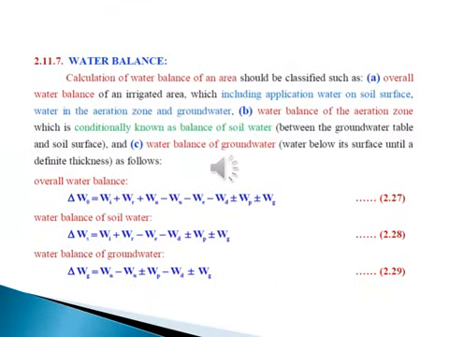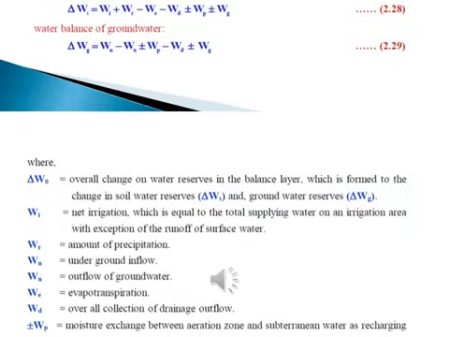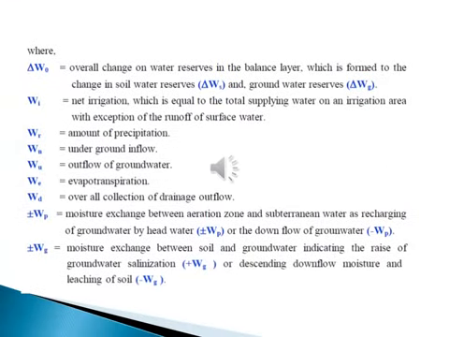Water balance is the difference between input and output quantities of water by different resources. Hence, it can be classified as overall water balance of soil water, and water balance of groundwater, as shown in the enclosed equation. Parameters of water balance equations. Note the accuracy, my dear.